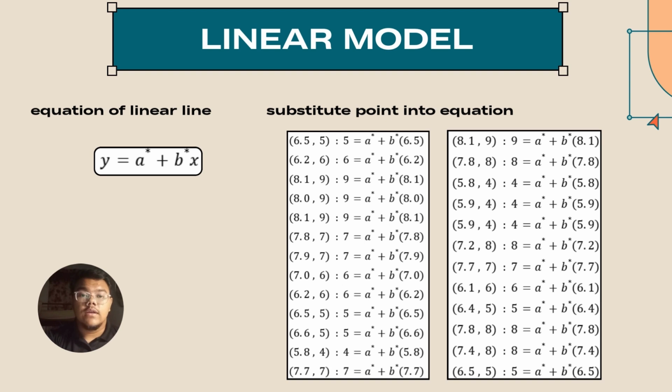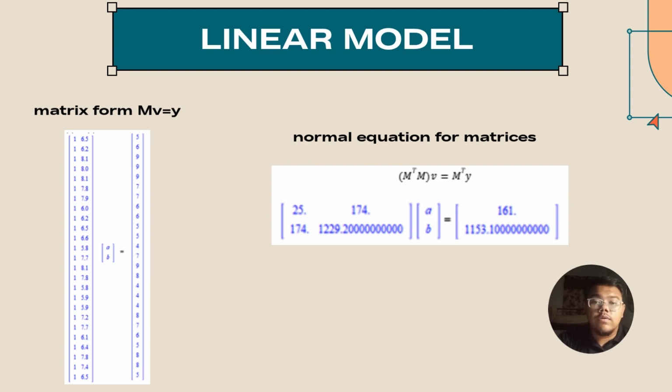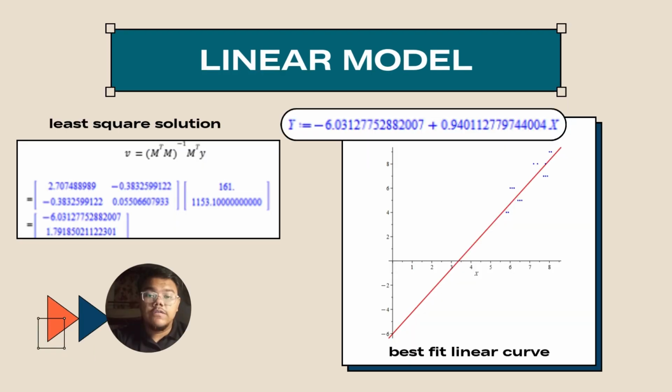First of all is the linear model. The equation for a linear line is y equals a plus bx, and then we substitute the points into the equation. After that, we write it in matrix form, which is Mv equals y. For M, the first column is constant and the second column is the value of x. After that, we write the normal equation for matrices, which is M transpose M times v equals M transpose y. After that, we need to find the least square solution using the formula v equals inverse of M transpose M times M transpose y.